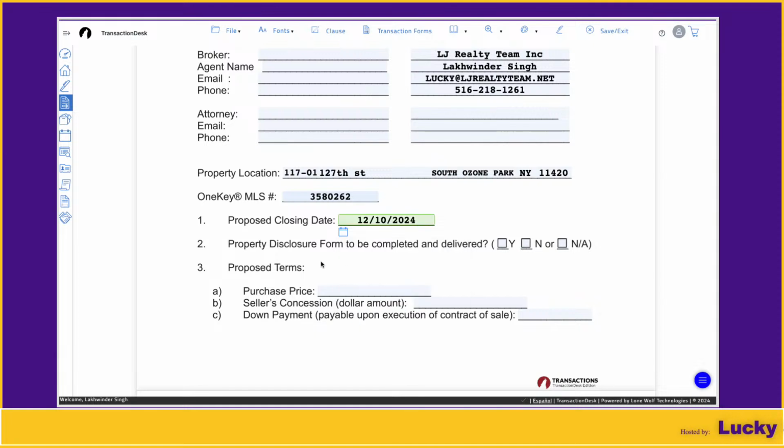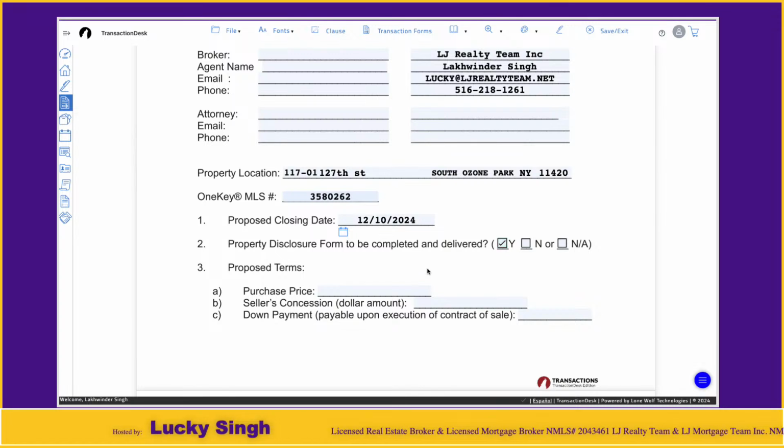Okay. Then number two is asking you if the property disclosure form is to be completed and delivered. You always want to click yes to this. It's saying that the seller has to provide a property disclosure form so we know if he or she knows anything about the property's condition. So you always want to click on yes.